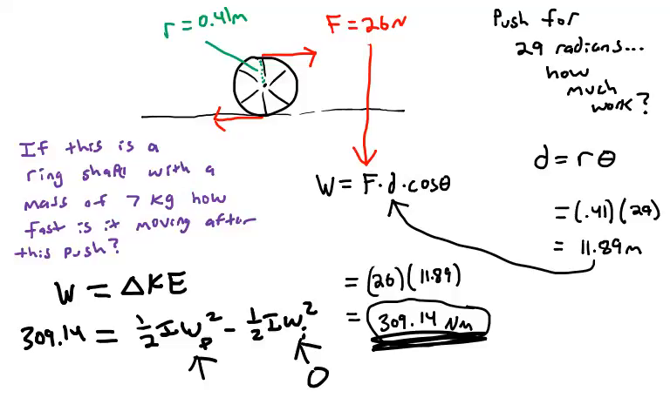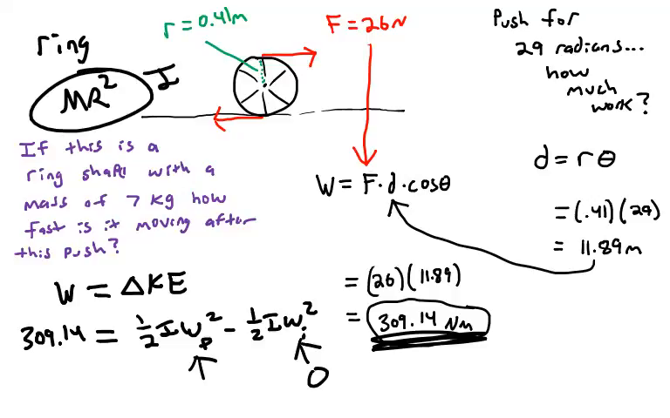So go ahead and pause the clip. Oh, for a ring, it's mr squared for the moment of inertia. So yeah, go ahead and pause the clip and give this a try, and when you're ready to check, you can hit play to continue.